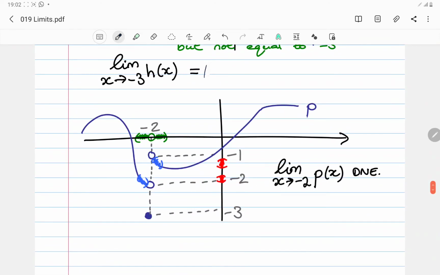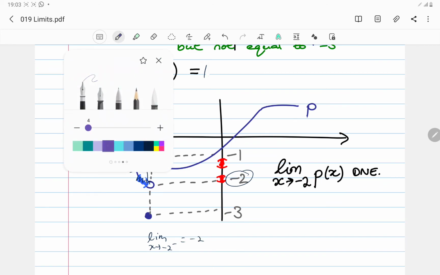Alright, what about when there's a discontinuity? Here, a jump discontinuity. That's what we say. What is the limit as x approaches minus 2 from the left? So as x is approaching minus 2, you can see that the graph is approaching minus 2. So the limit as x approaches minus 2 from the left is equal to minus 2.